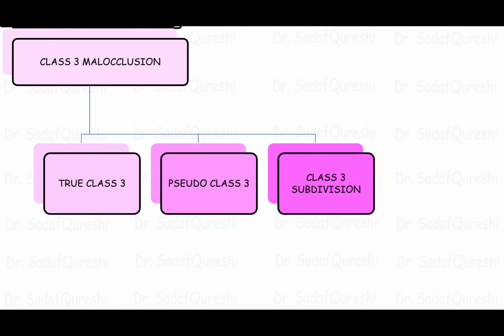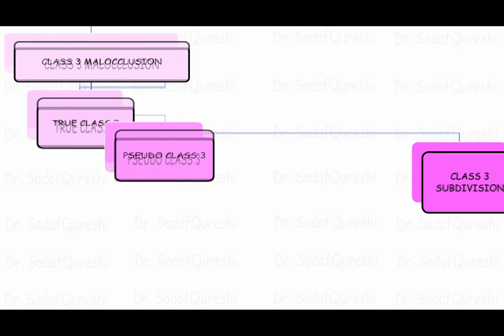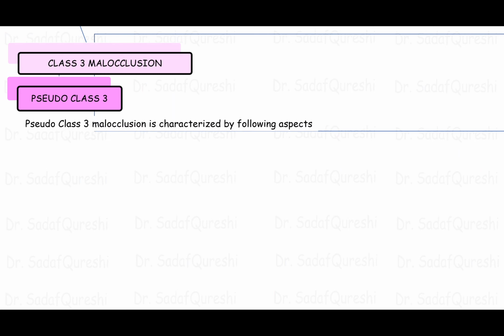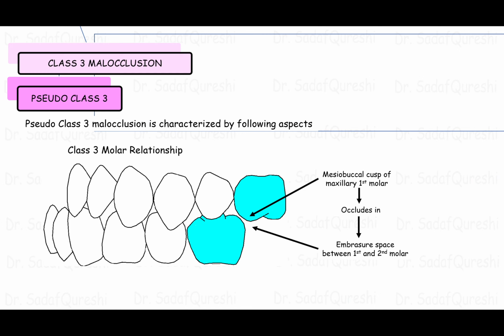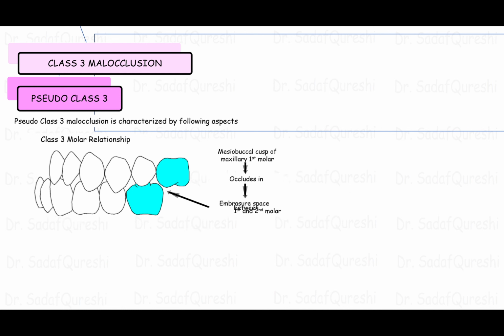Then we will talk about pseudo class 3 malocclusion. Pseudo class 3 malocclusion is not of genetic origin. The first thing you need to memorize: the aspect of pseudo class 3 malocclusion is obviously a class 3 molar relationship. A class 3 molar relationship is when the mesiobuccal cusp of the maxillary first permanent molar occludes in the embrasure space between the first and second molar. It is called class 3 pseudo class. It is basically a class 3 molar relationship, and it is one of the aspects of pseudo class 3 malocclusion.